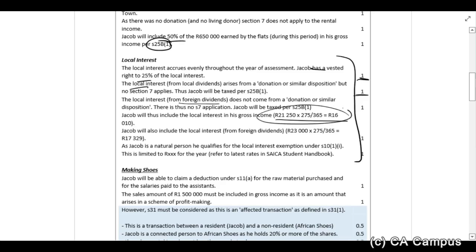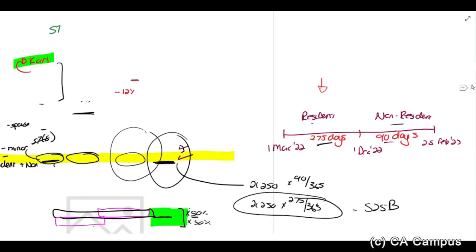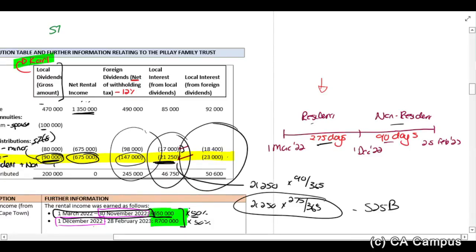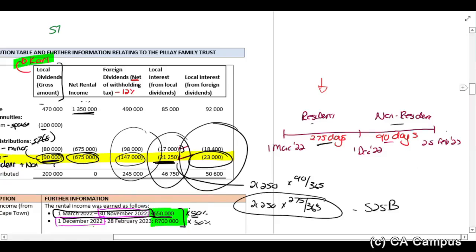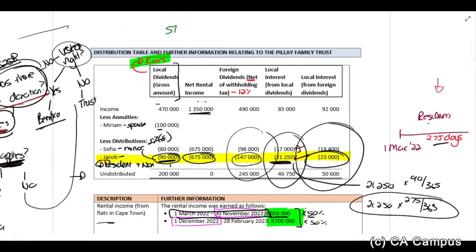So there we talk about he gets his share 275 over 365, and it is then exempt. And the question also, you can see, talks about this next part, same story there. This is local interest again. So the 23,000 times 275 over 365 he gets taxed on. Okay, so that's Jacob's income.